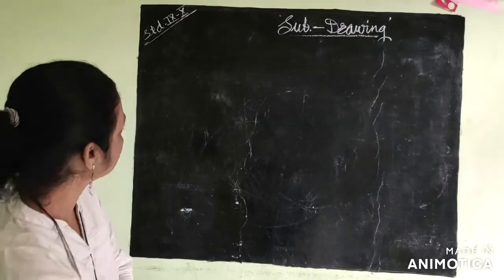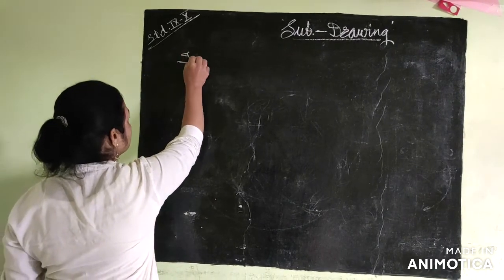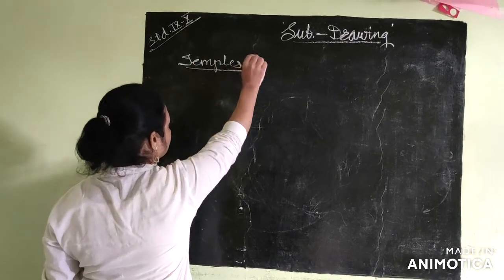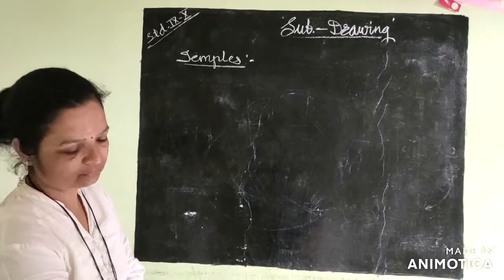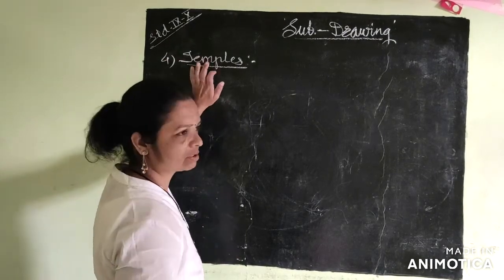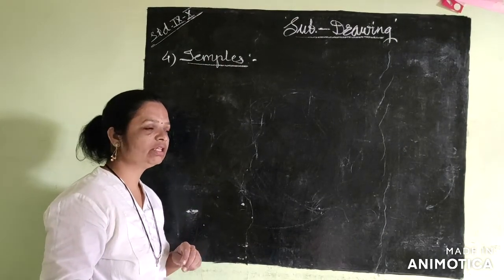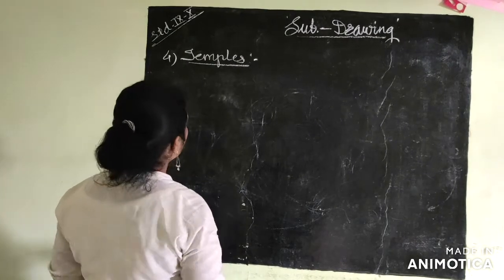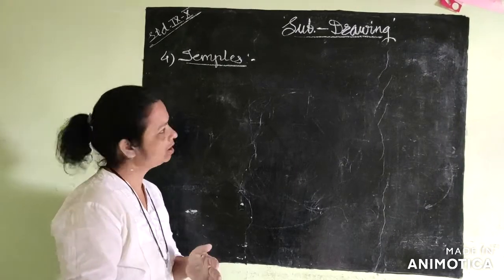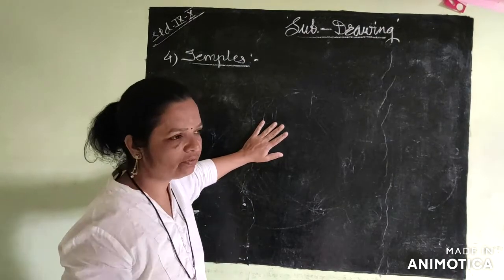One more interesting topic, temples. Okay, it's number 4, I think. Temples. So three types of temples we find in India: Nagara style, Dravida style, and Vesara style.